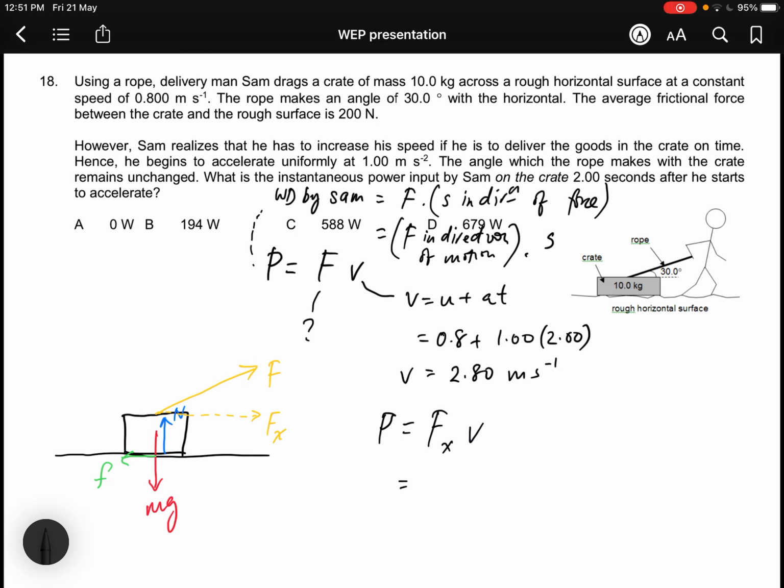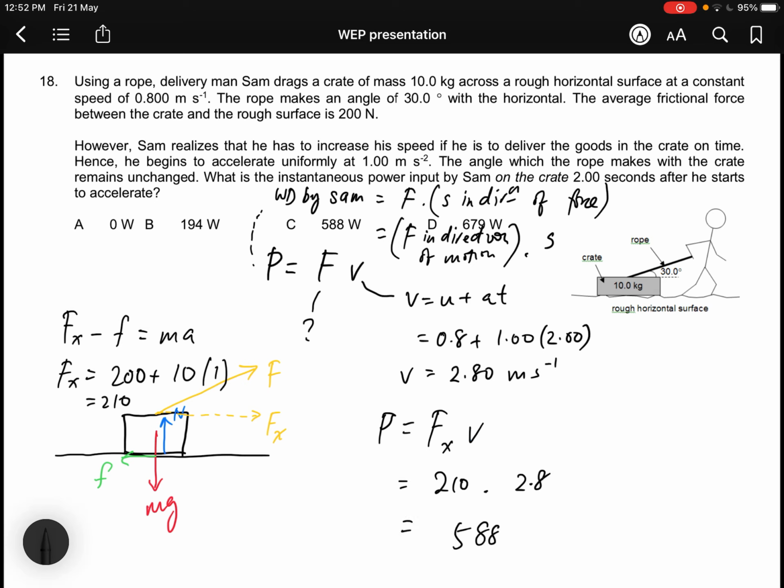F in the x direction, once again you need to break down. So F in the x direction minus friction equals MA. So F in the x direction is equal to friction, which is 200, plus M, which is 10 kg, times A, which is 1 meter per second squared. So that gives us 210. So we have 210 times 2.8, and that gives us option C, 588 watt.